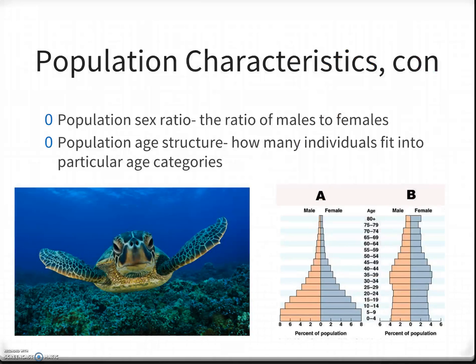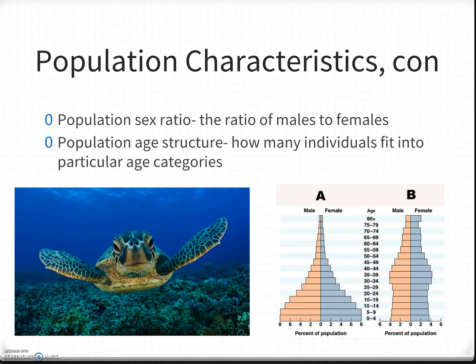Our last 2 population characteristics are population sex ratio. Typically, the ratio of males to females is 50-50, but not true in all cases. Something like fig wasps have 20 females to 1 male. Offspring is usually a function of how many females there are. Another example shown here is the sea turtle.